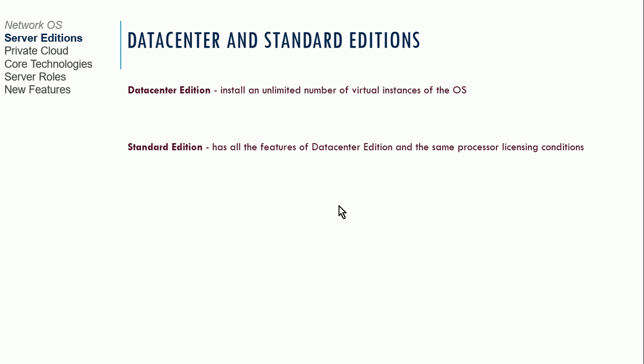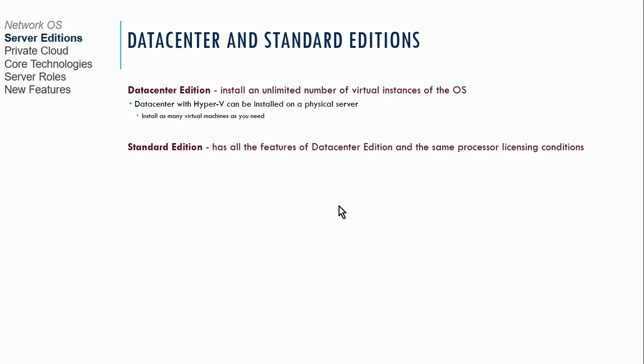So Data Center Edition is sort of the Cadillac of the editions. This is the highest volume. It has the highest capability as far as performance. You can install an unlimited number of virtual instances of the operating system. So Data Center with Hyper-V can be installed on a physical server, and then you can install as many virtual machines as you need within that virtual server. So Data Center Edition you can think of as your private cloud platform, basically.